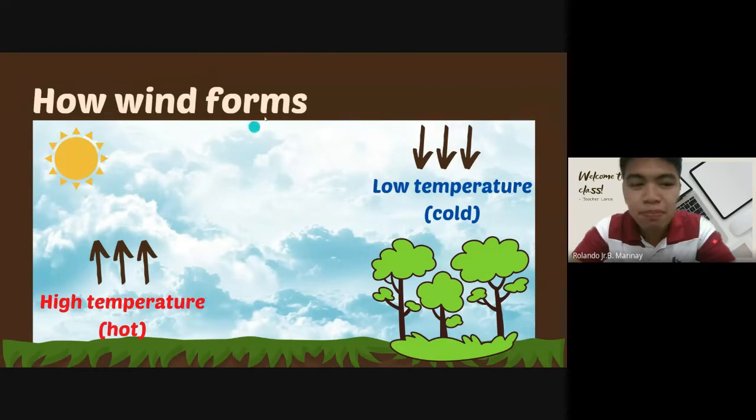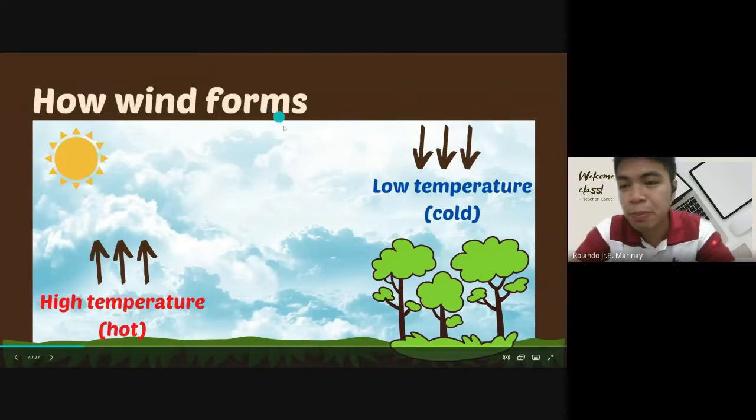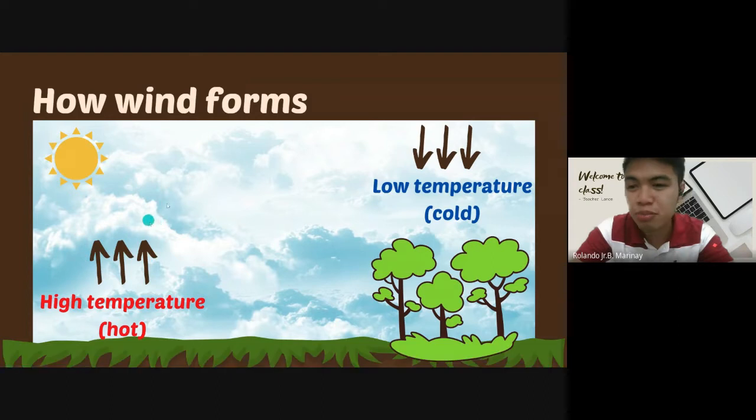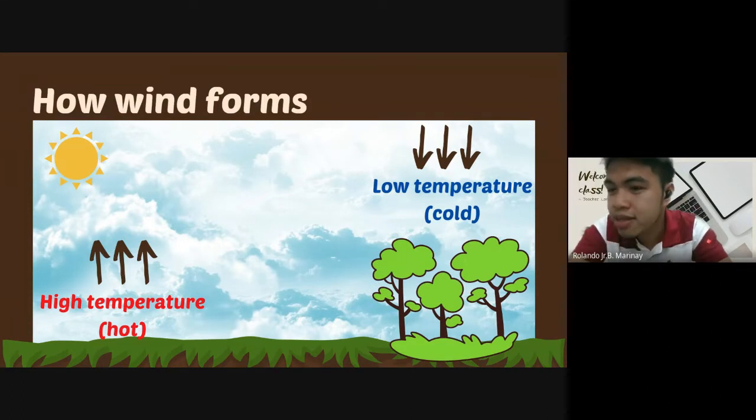In a place with high temperature, or when it is hot, the air goes up. Remember, because it may be part of your exam. If it's hot, the air moves up. If it's cold, the air moves down. Okay? What happens to the air if it's hot? Does it go up or down? Up or down? Up. Okay. When it's hot, the air goes up.